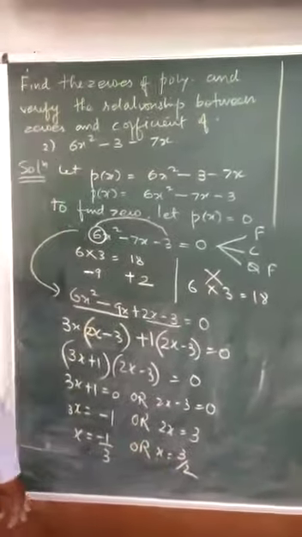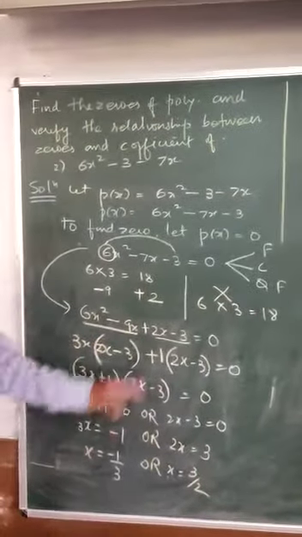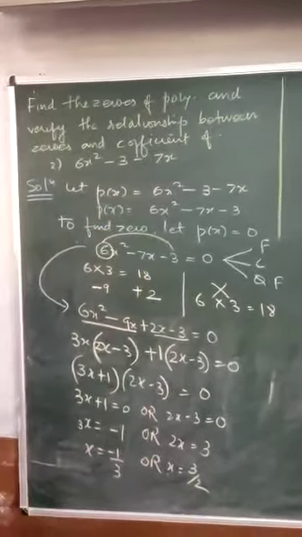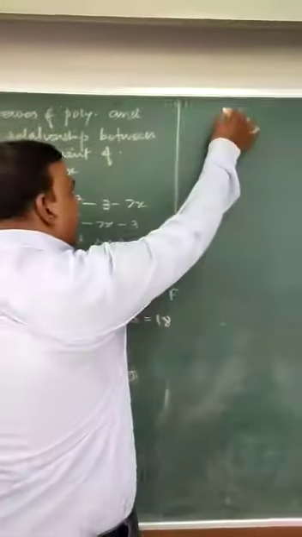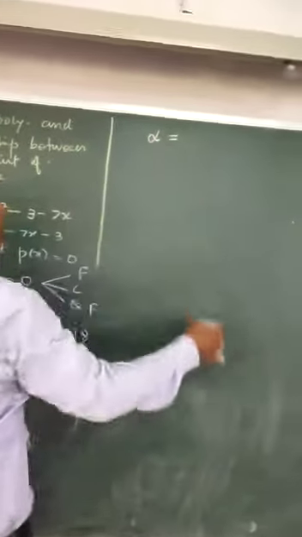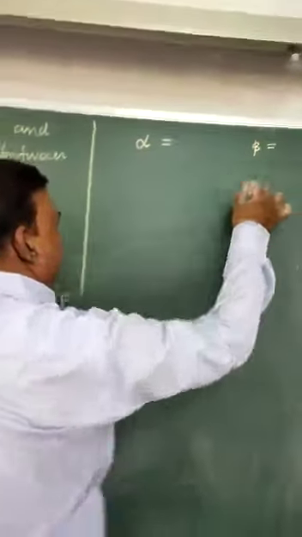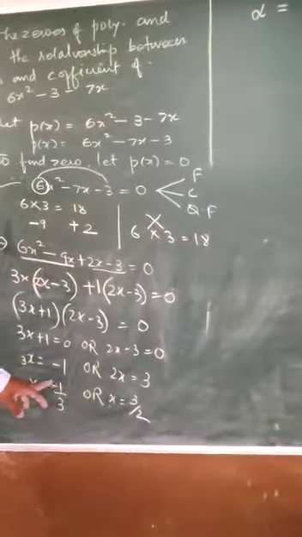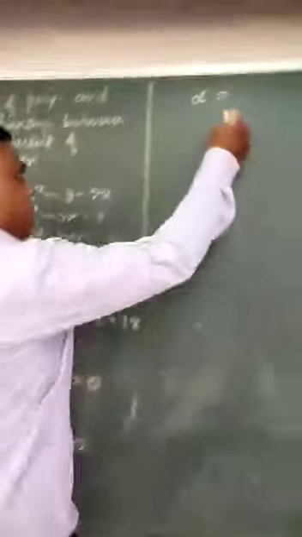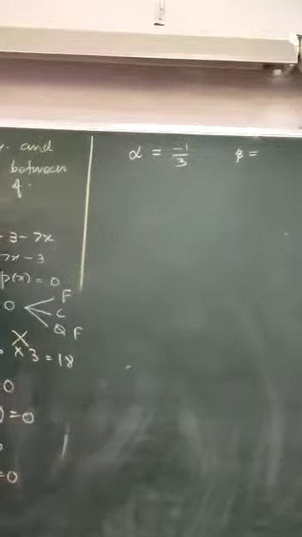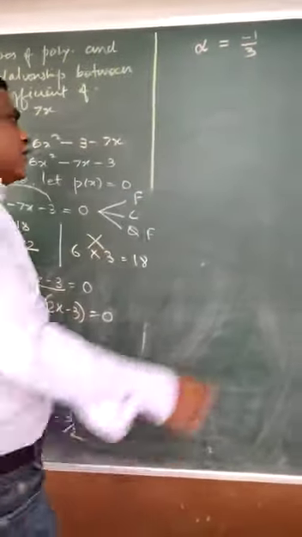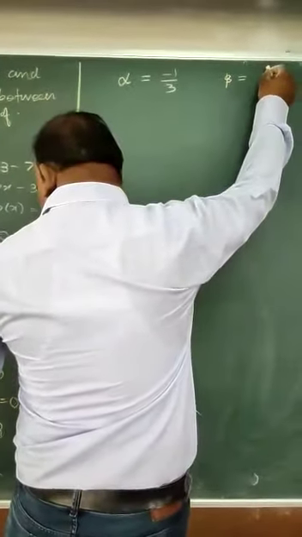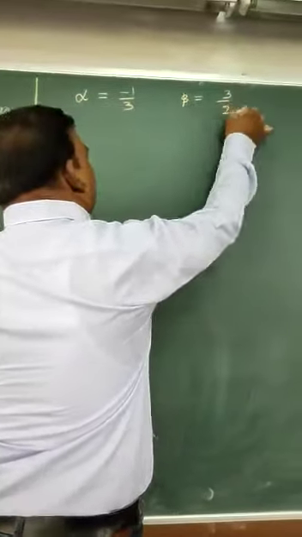Now these two values of x are nothing but the zeros of this quadratic polynomial. We can take one value as alpha and the other as beta. Anything you can take. So I will take the first value of x as alpha, which is minus 1 by 3, and the second value as beta, which is equal to 3 by 2. In this way, we can find the zeros of the polynomial.